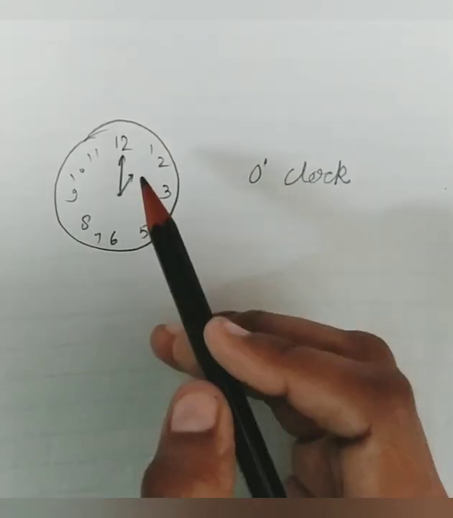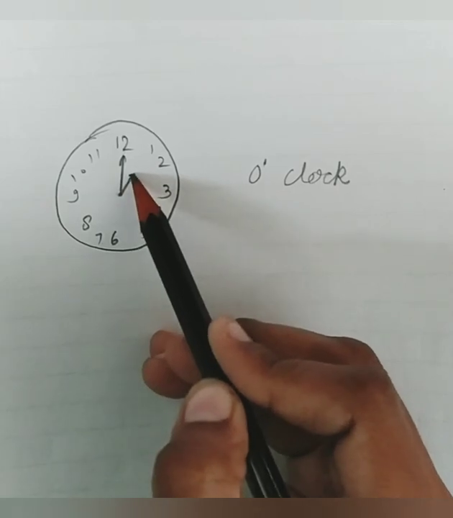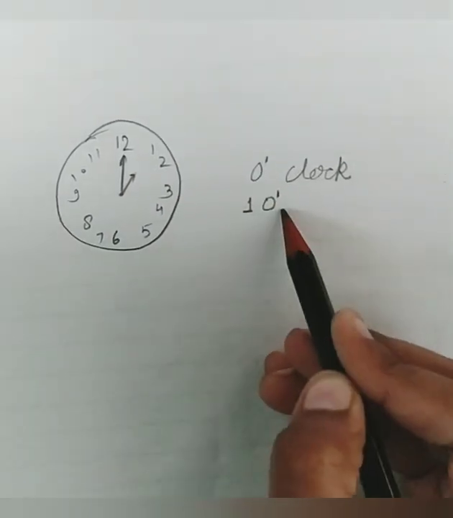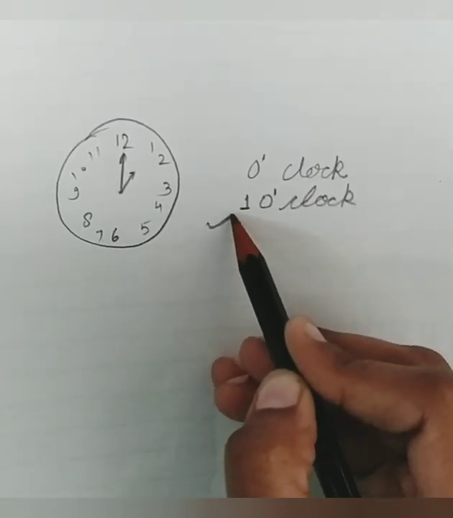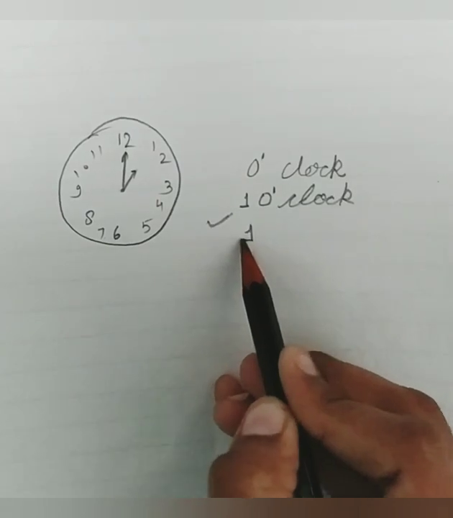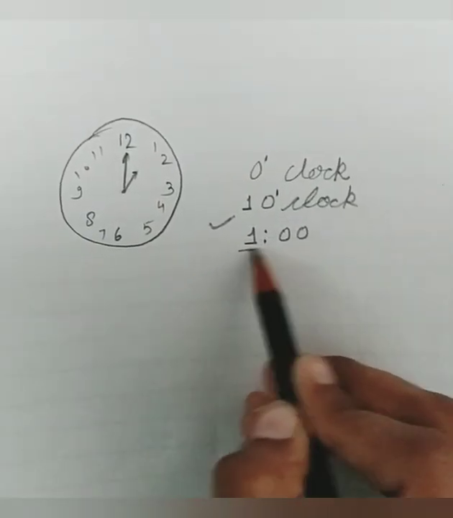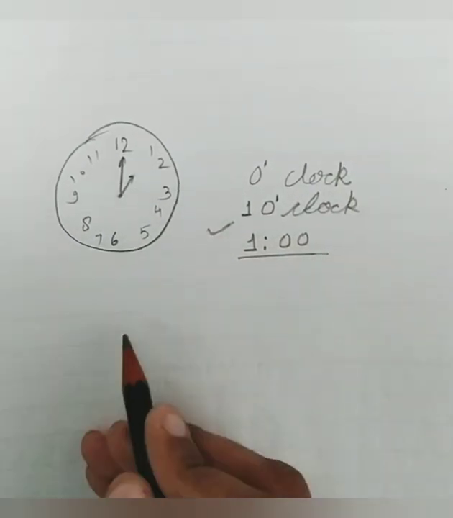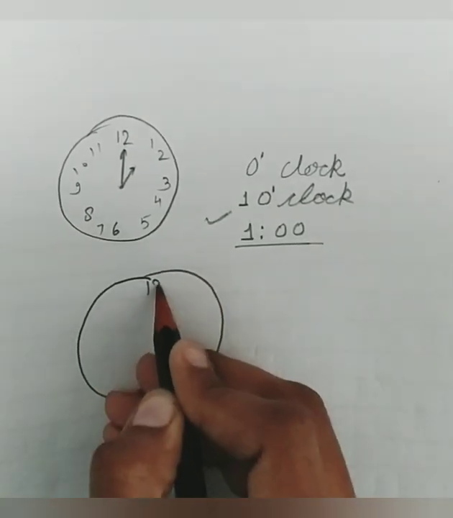Okay, so let's see what's the time. Our small hand is towards the 1, so the time is 1 o'clock. You read it like, time is 1 o'clock. You can read it in this way, and another way you can write it is 1:00. But if we change the time, let me draw the watch first.